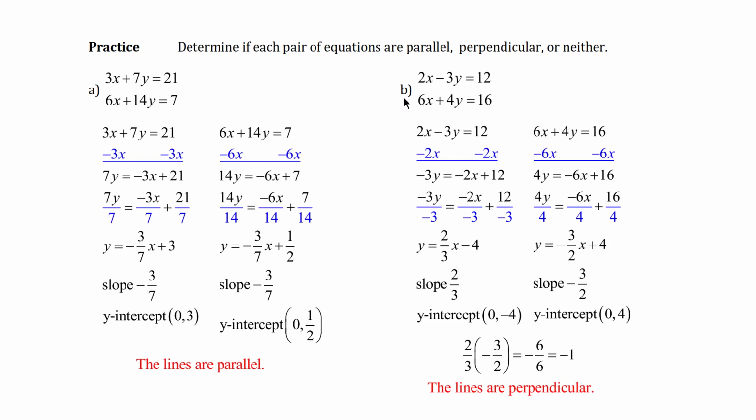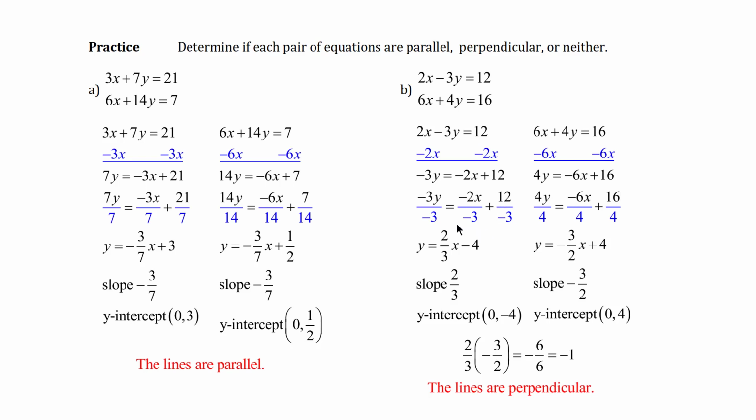Moving on to part B, we need to put the first equation in slope-intercept form. First, we get rid of the 2x by subtracting 2x from both sides. After subtracting 2x, we get negative 3y equals negative 2x plus 12. From here, we need to get rid of the negative 3 in front of the y by dividing both sides by negative 3. Doing the division, we get negative 3y divided by negative 3 equals negative 2x divided by negative 3 plus 12 divided by negative 3.